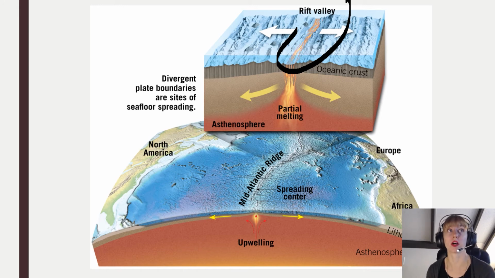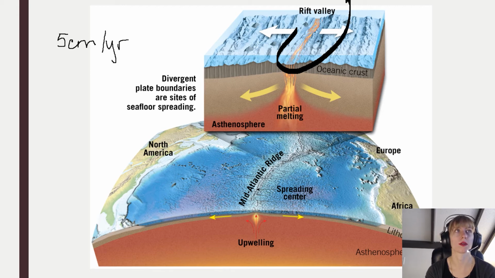The crests of the volcanoes are about 2 to 3 kilometers higher than the basin adjacent to it, and they can be about 1,000 to 4,000 kilometers wide. They're huge. And they form a rift valley due to tension forces. And we can see this occurring on the surface in one major place, Iceland. The average rate of seafloor spreading is about 5 centimeters per year, which is about 2 inches per year. That's pretty fast if you think about it.